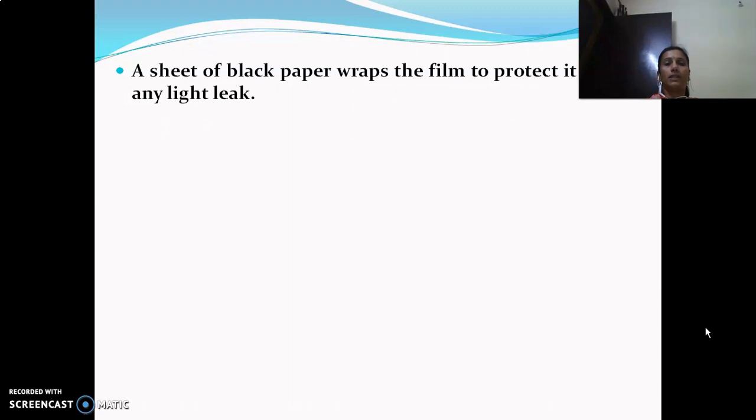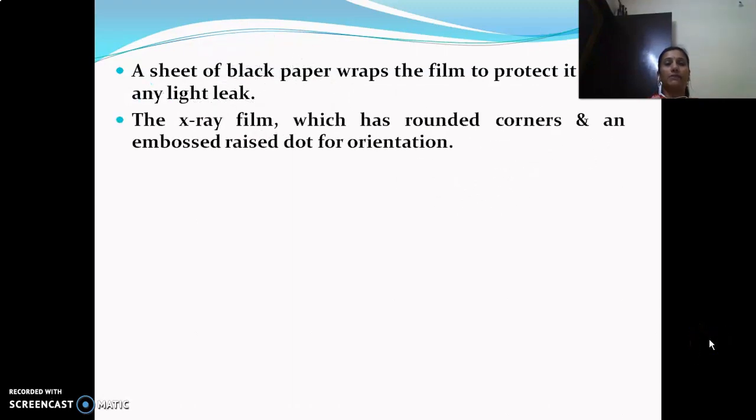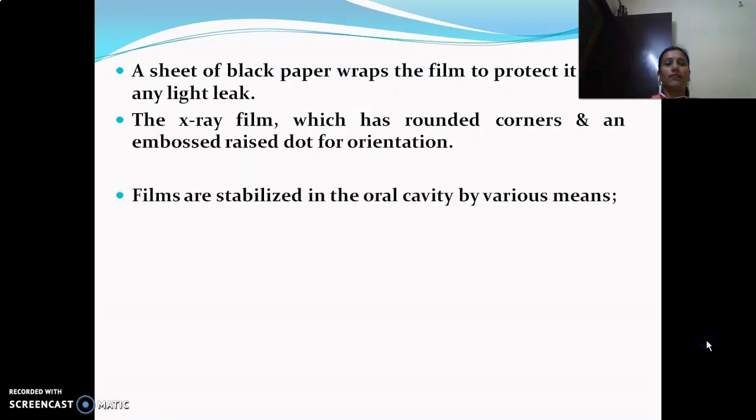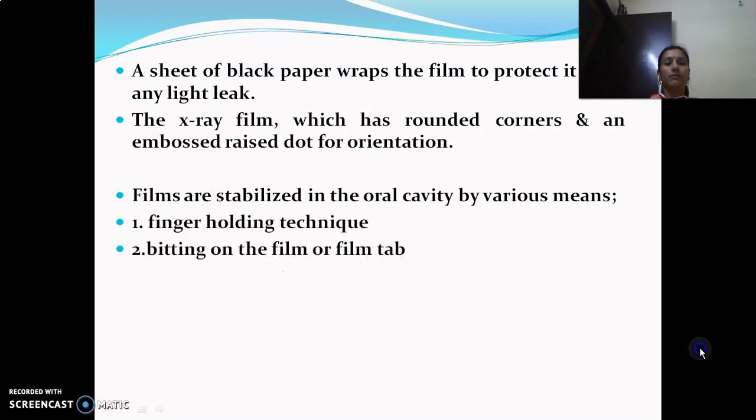The third component is black paper that wraps the film to protect it from any light leak. The fourth is the X-ray film, which has rounded corners and an embossed dot for orientation. The films inside the oral cavity are stabilized by various means, either by using the finger holding method or by using film holders.